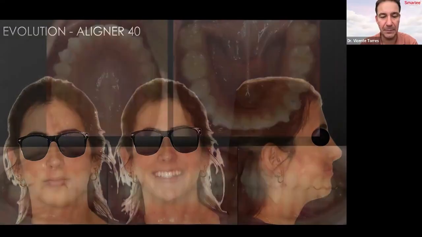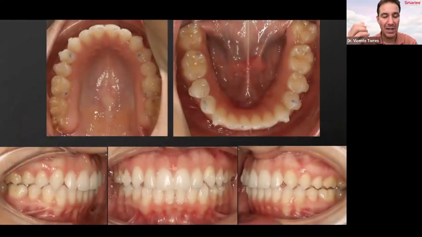And this is the patient at aligner number 40, the one previous to the refinement. So what happened here? On the right side, we have class 1 or super class 1 or near class 3 molar, perfect class 1 canine. But on the left side, what happened? We have still class 2 canine and near class 1 in molar.